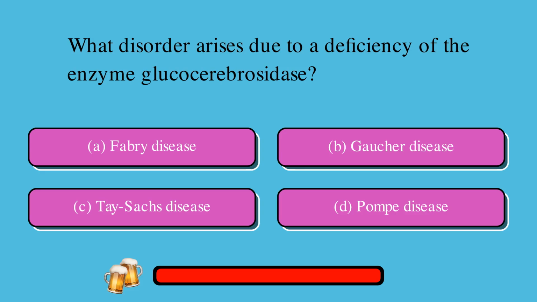What disorder arises due to a deficiency of the enzyme glucocerebrosidase? A. Fabry disease, or B. Gaucher disease, or C. Tay-Sachs disease, or D. Pompe disease. The correct answer is B. Gaucher disease.